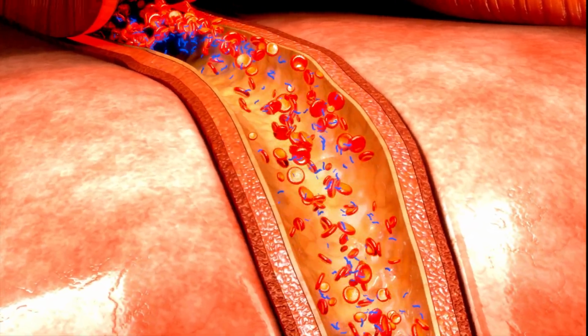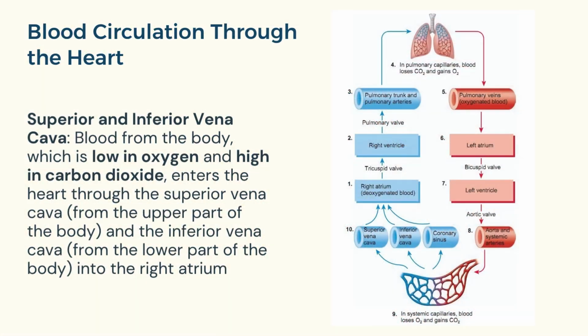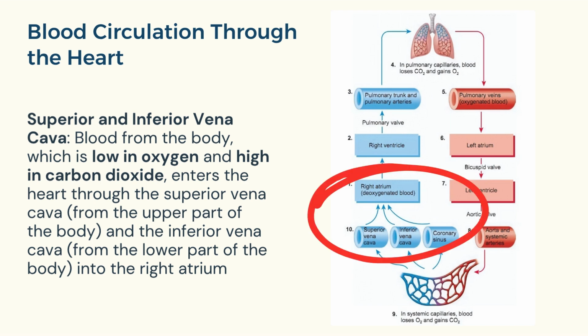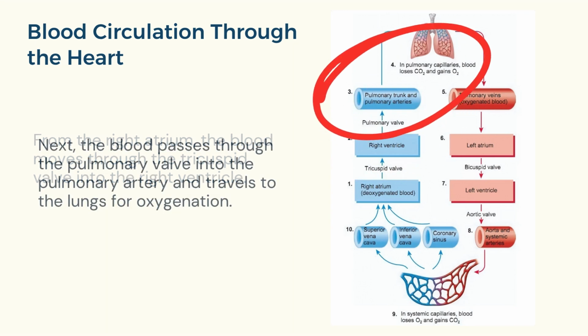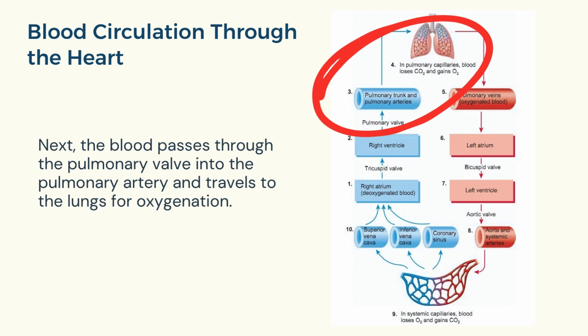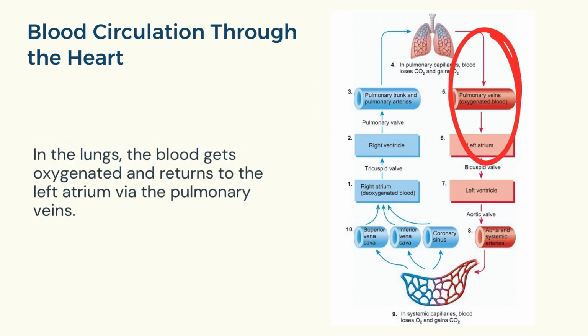Let's now study blood circulation through the heart. Blood from the body, low in oxygen and high in carbon dioxide, enters the heart through the superior vena cava and inferior vena cava into the right atrium. From the right atrium, the blood moves through the tricuspid valve into the right ventricle. Next, the blood passes through the pulmonary valve into the pulmonary artery and travels to the lungs for oxygenation. In the lungs, the blood gets oxygenated and returns to the left atrium via the pulmonary veins.